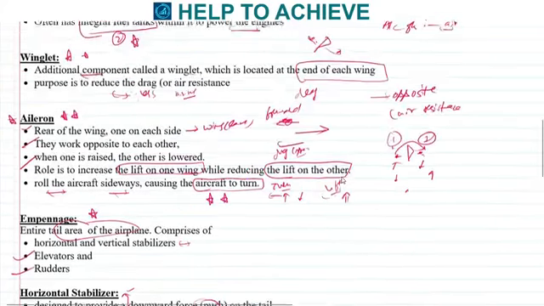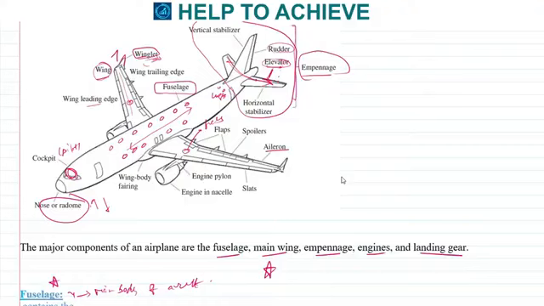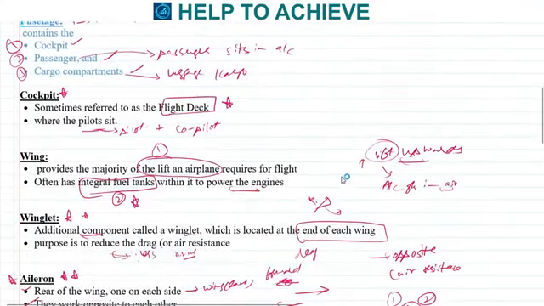If you see from the diagram, this is the horizontal stabilizer, and this elevator is attached to it. With the help of this elevator only, we are able to make sure that the aircraft nose is either climbing or descending. So that is the functionality of the horizontal stabilizer.